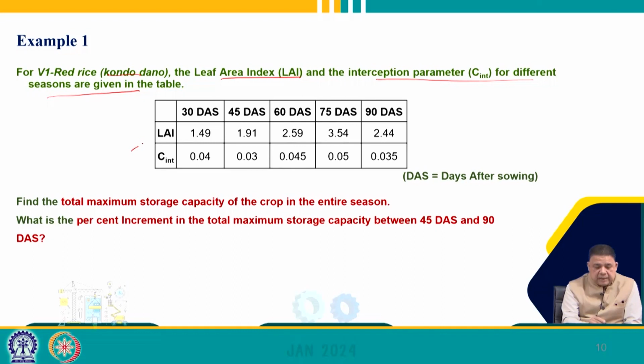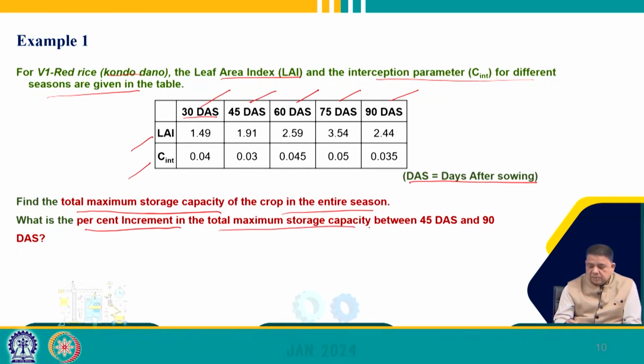So, it is LAI and C int. Basically, DAS here is days after sowing. So at 30 days, 45 days, 60 days, 75 days and 90 days after sowing, the values of LAI and C int are available. Find the total maximum storage capacity of the crop in the entire season. What is the percent increment in the total maximum storage capacity between 45 DAS and 90 DAS?